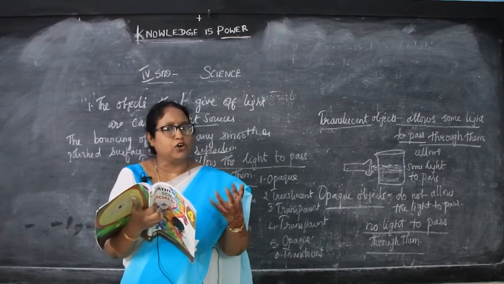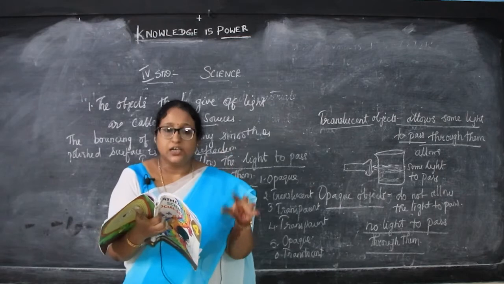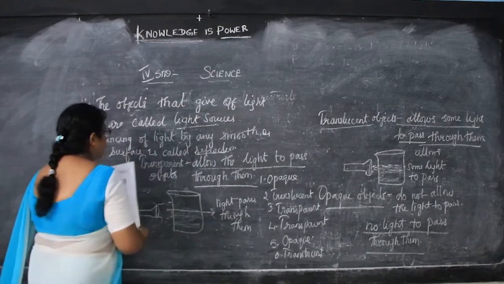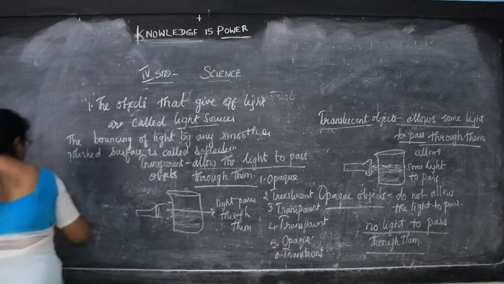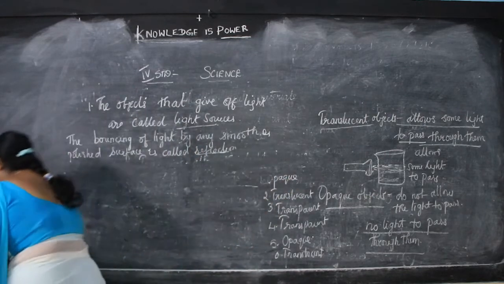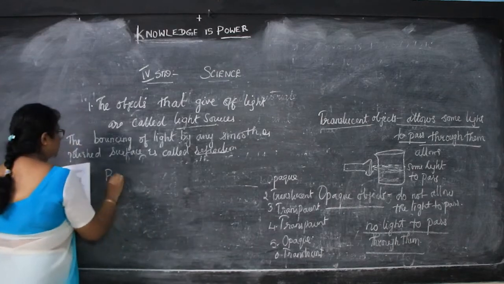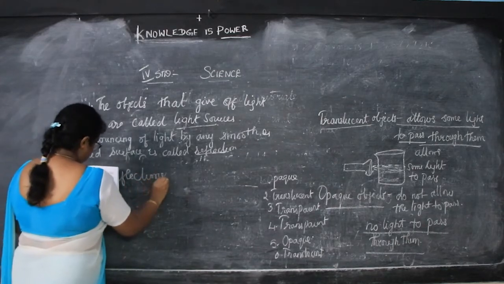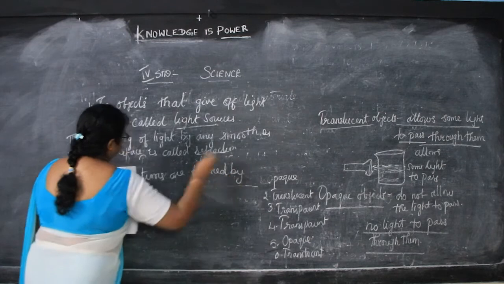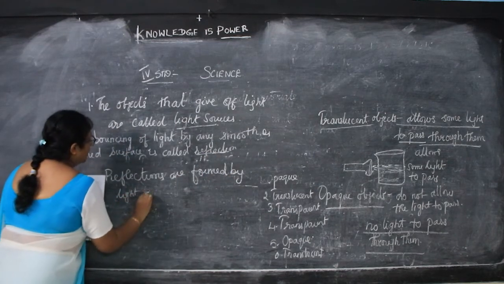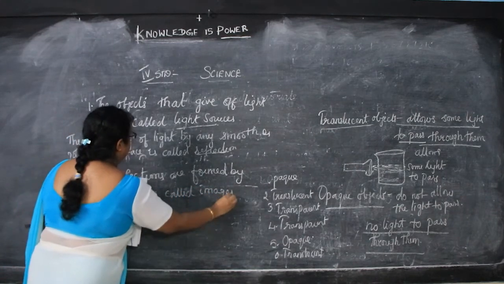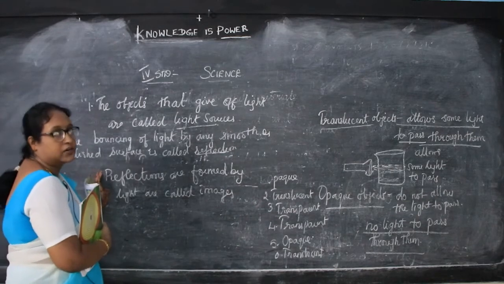So how do these reflections form? Reflections are formed only by the light. So the reflections formed by the light are called images. So what are images? Reflections formed by light are called images. Do you understand now, children? So what are images? Reflections formed by the light are called images.